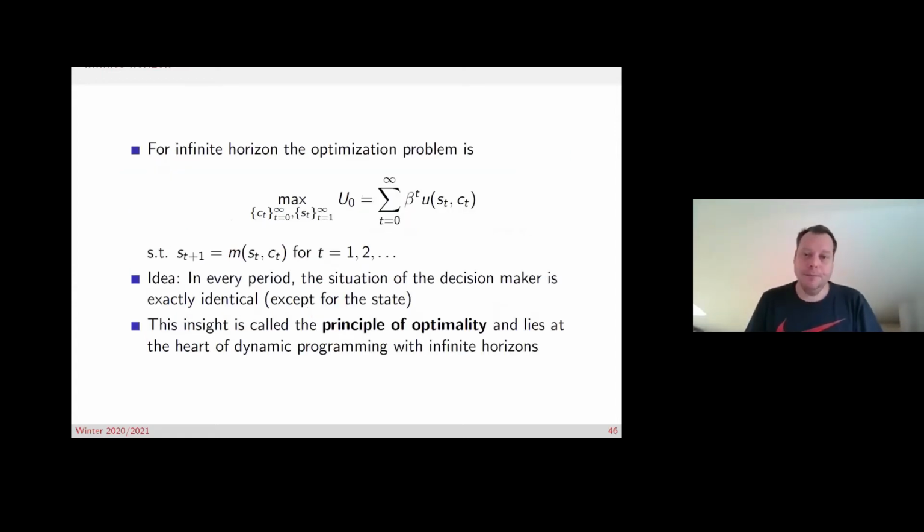Okay, so the first thing that I want to show you now is when we consider this infinite horizon problem, and it is autonomous and it converges and everything is nice, that basically we have a situation, and this is the first intuition, that the problem that you want to solve, the situation that the decision maker is in, is basically identical in every period. The only exception from this identity, so to say, is that the state changes.